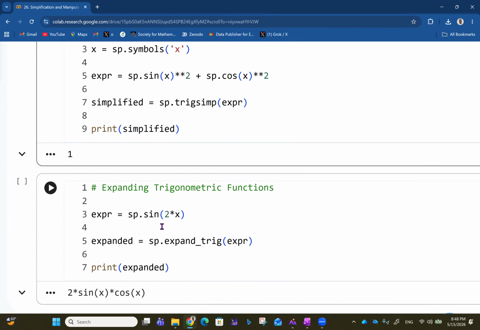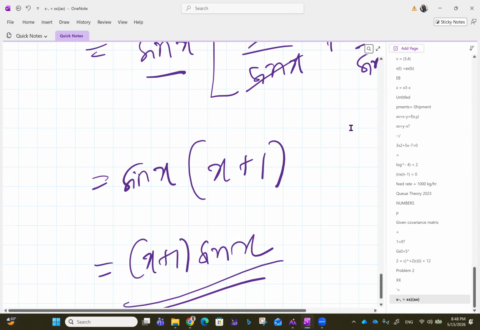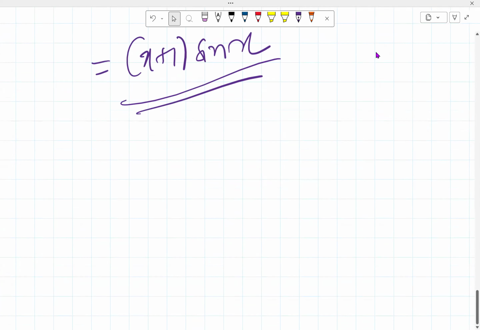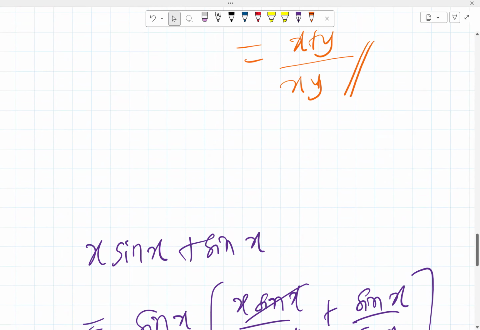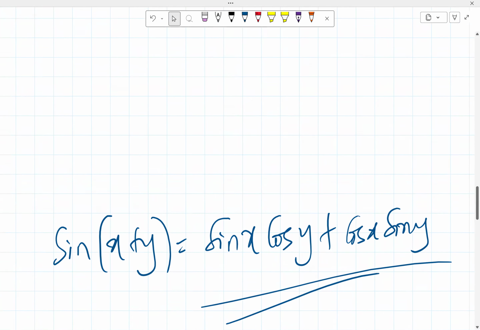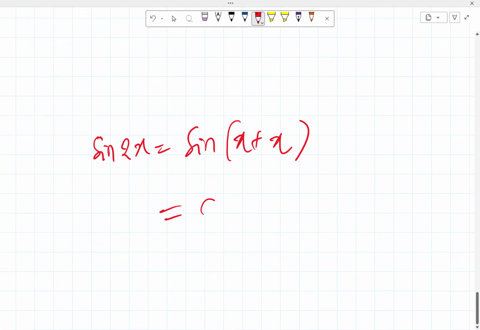So if you want to expand sine 2x, just as a way of refreshing our minds about that: we know that sine 2x is simply the same thing as sine of x plus x. And just like the other time when we dealt with sine of x plus y, that's sine x cos y plus cos x sine y. So in this case, we do the same. So that's sine x cos x plus cos x sine x.